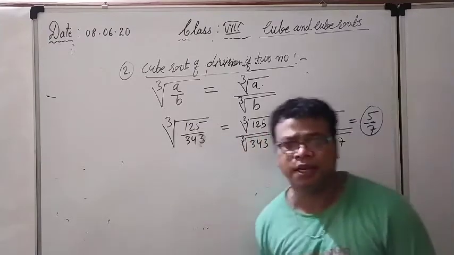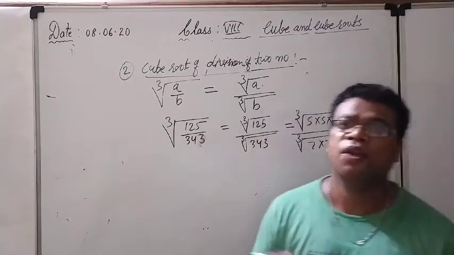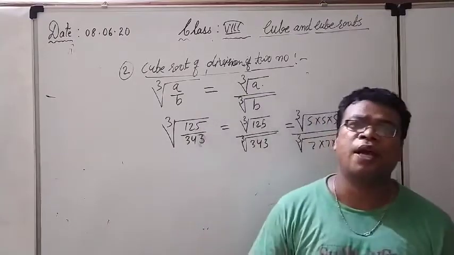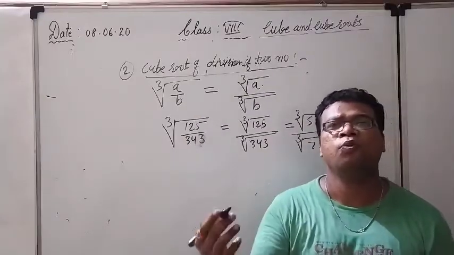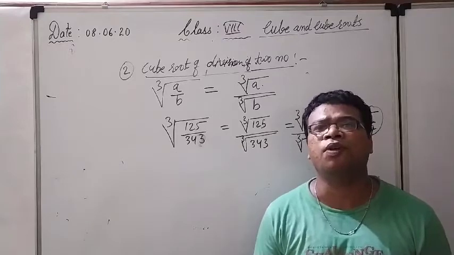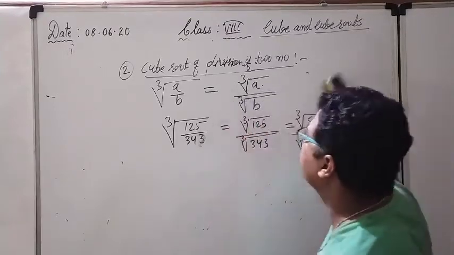So what is the case right now? If we have to find out the cube root of the division of two numbers, we can directly say that it is the cube root of the numerator upon the cube root of the denominator. Right now see the next thing.